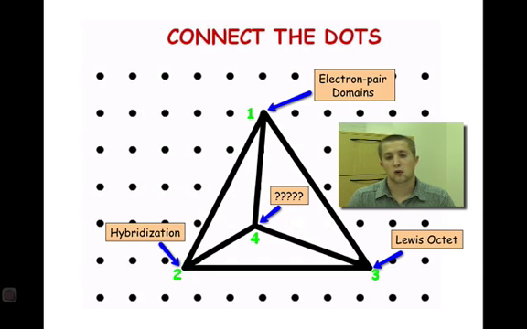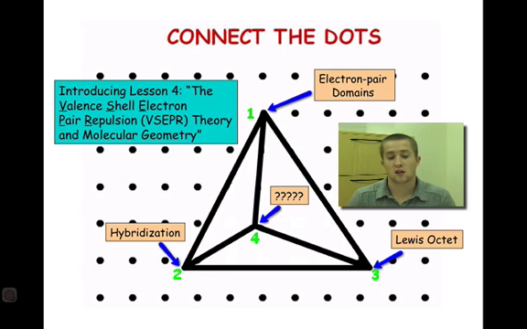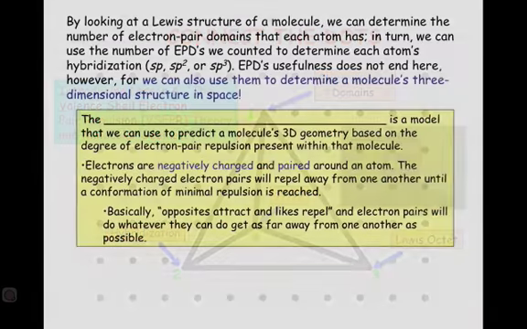In today's lesson, we are going to try to connect the dots. We talked about electron pair domains and hybridization in Lesson 2, and the Lewis octet in Lesson 3. What the missing dot is represented by is the valence shell electron pair repulsion theory. And what this theory will allow us to do, when combined with these other three topics, is interpret the three-dimensional nature of an organic molecule.